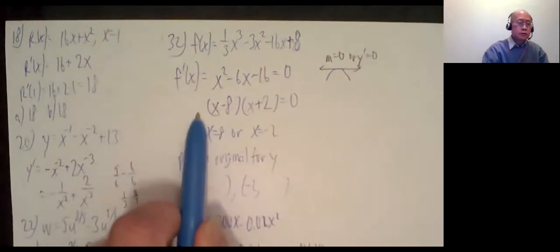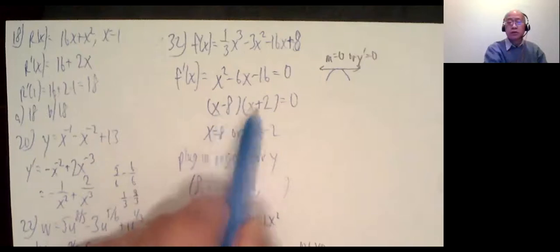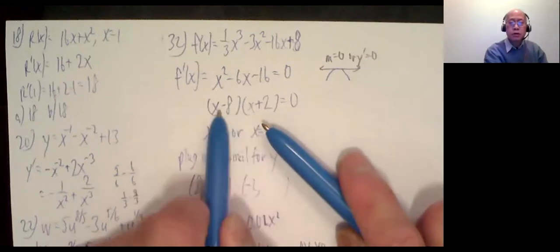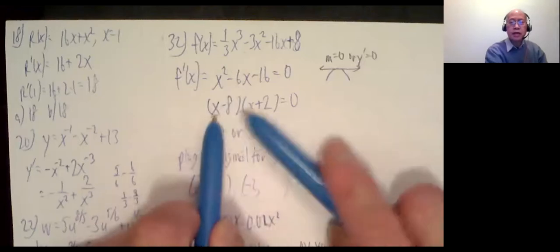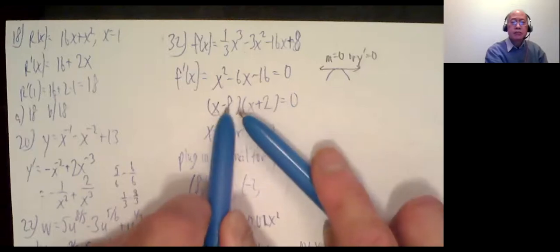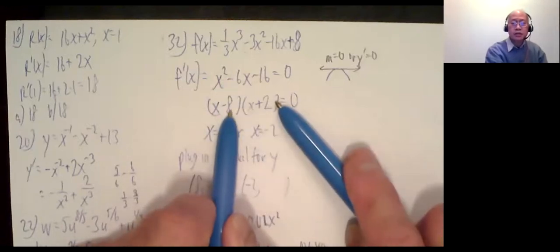Okay, factor. What two numbers have a product of 16 and a difference of 6? That's 8 and 2. X minus 8, x plus 2 equals 0. If you foil this back out, you'll get this. Let's check. X squared, right? Plus 2x minus 8x. So plus 2x minus 8x is minus 6x, and then minus 16.